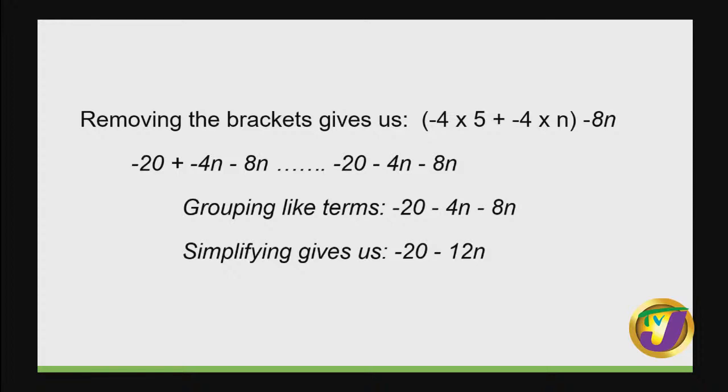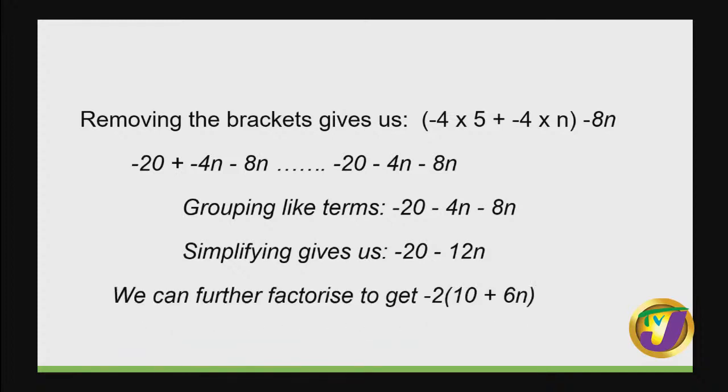All right, so we are grouping like terms. All the n's are together and there's only one constant there, negative 20, one constant, so that's fine. Simplifying gives us negative 4n and negative 8n will be combined to give us negative 12n. So our simplified expression now becomes negative 20, negative 12n. Is there anything common? Yes.